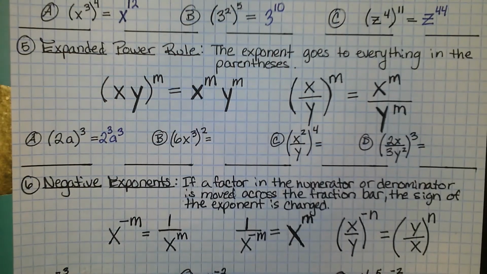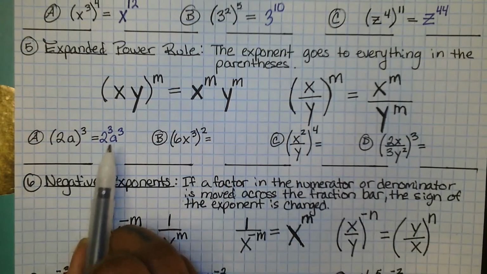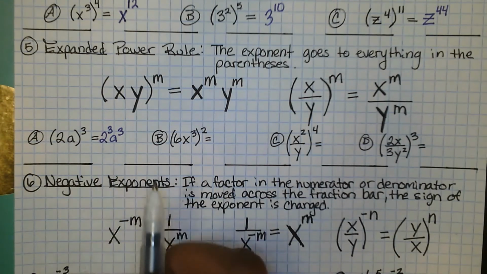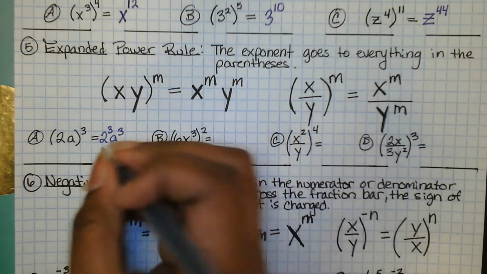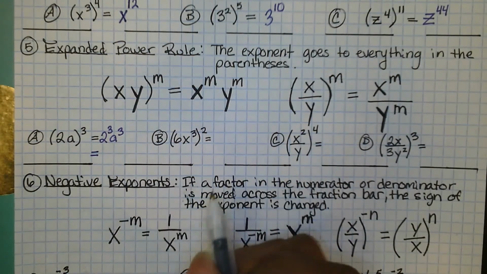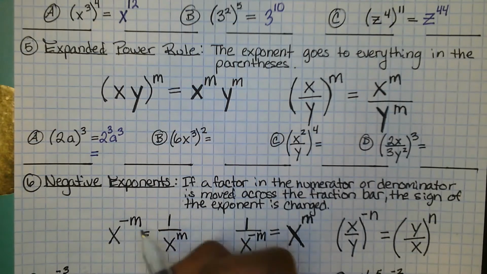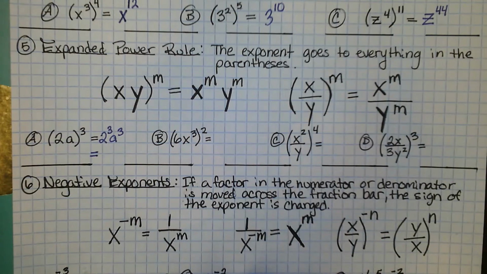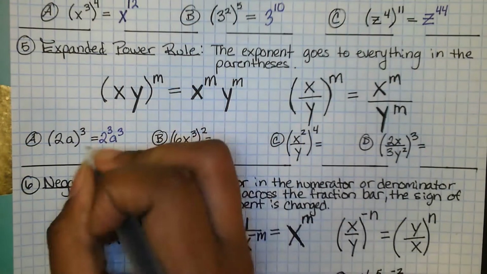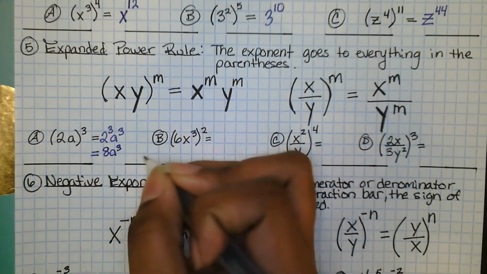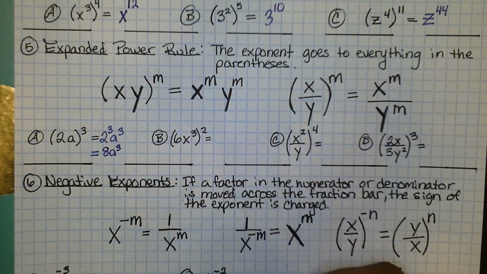So we did expand it, but it's good practice, if the base is a number, to go ahead and raise it to that power and get that number. So 2 to the third power is the same thing as 2 times 2 times 2. We're multiplying the base 2 three times, which gives us 8. So the final answer for this one is 8a cubed.